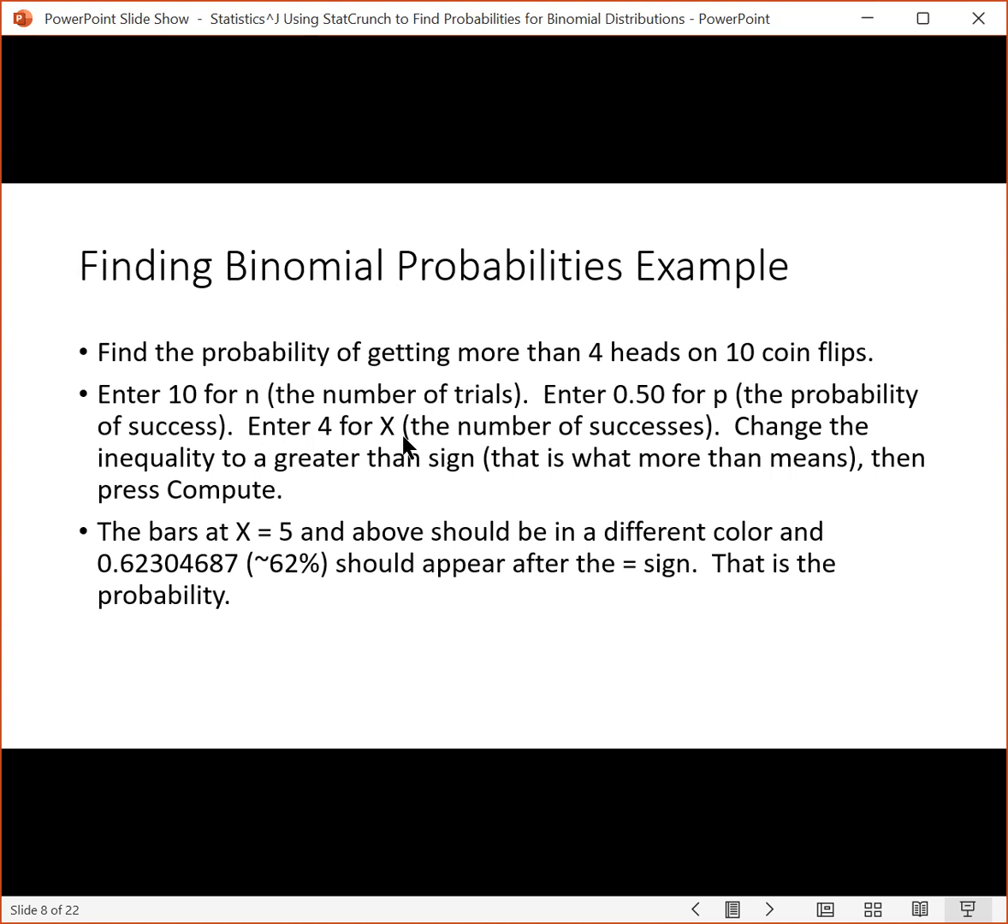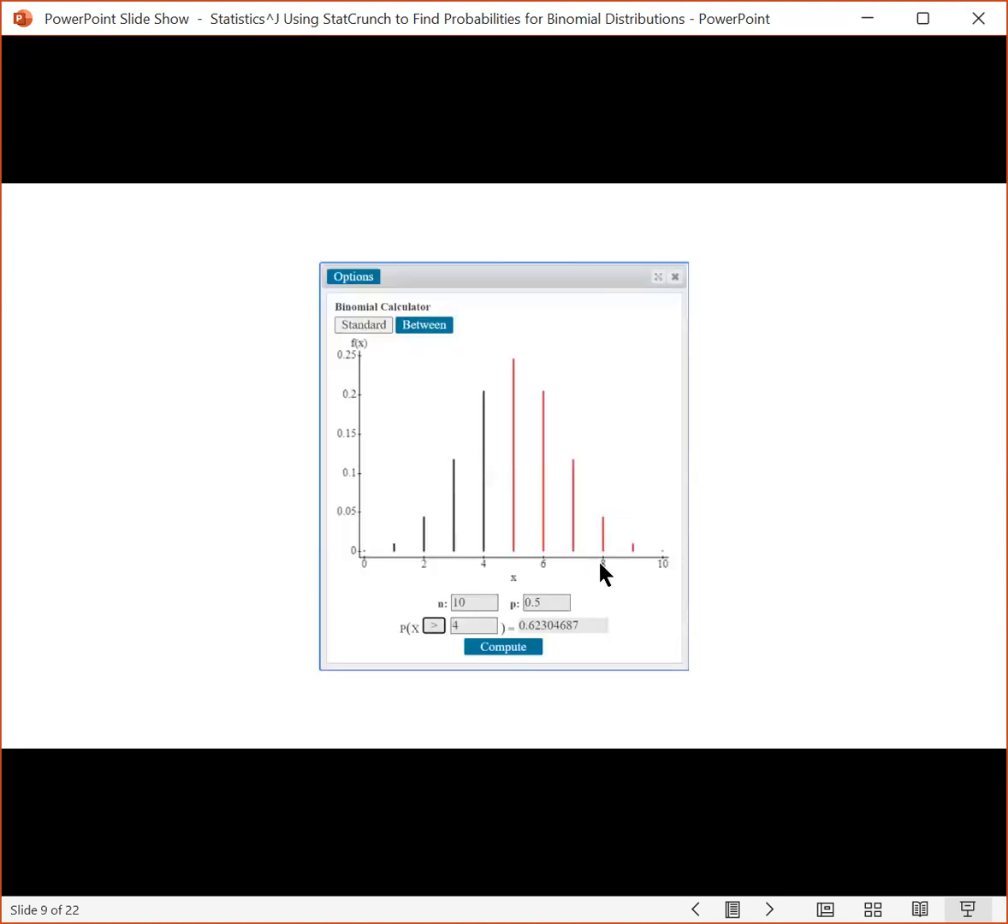So what you want to do is change the inequality to a greater than symbol to model what more than means. If you hit compute, you should see the bars at x equals 5 and above in a different color this time, and we should get 62%. So the probability of getting more than 4 heads, or the probability of getting 5, 6, 7, 8, 9, and 10 heads, is 62% according to the calculator. We can see 5 and above are shaded, and that models the situation of just greater than 4.